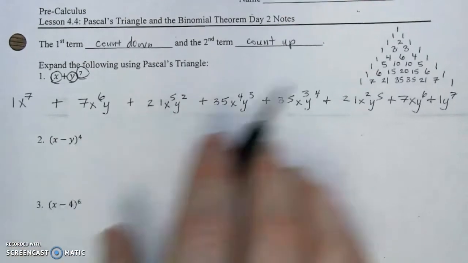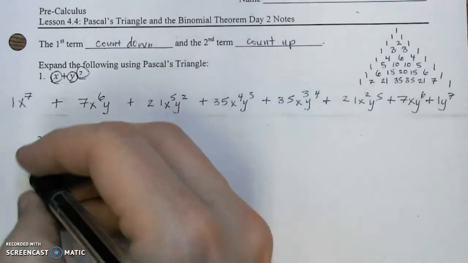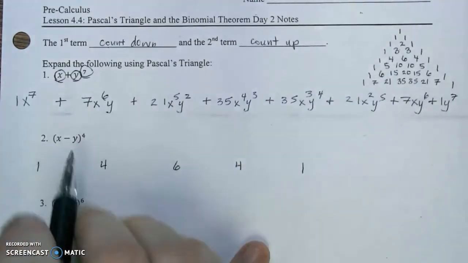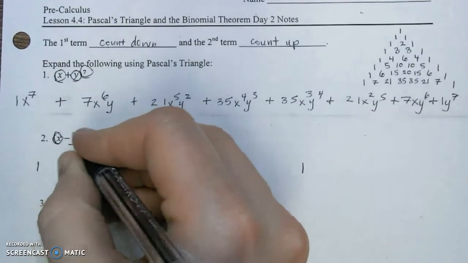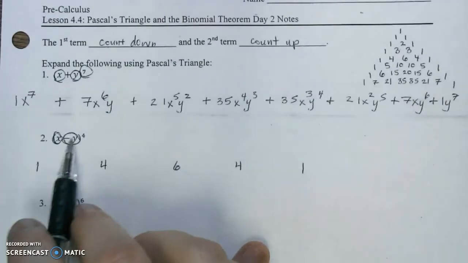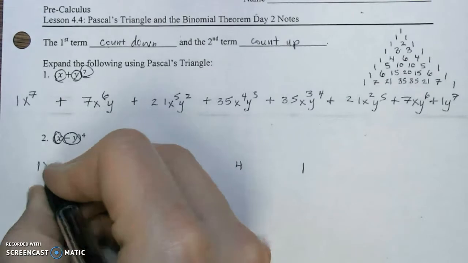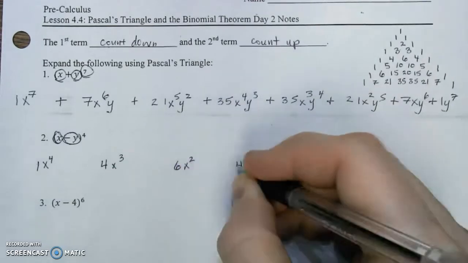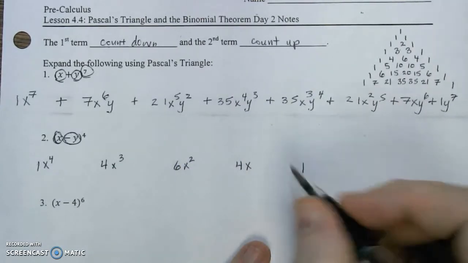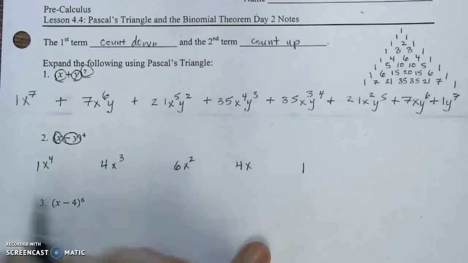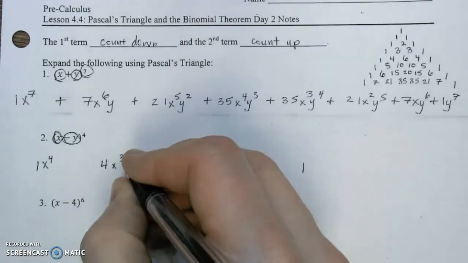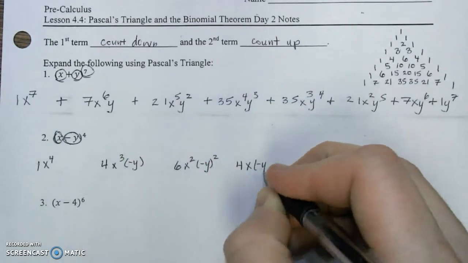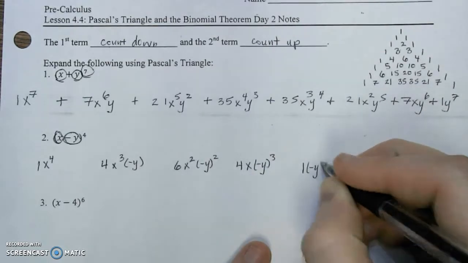But if not, the 4 tells me to go to row 4, so I'm going to write down my numbers. And then I've got x as my first term and negative y as my second term. So you've got to include the sign with the second term. So I'm going to have x to the 4th because that's the exponent, and then that is going to count down. So no x on the last one. And I've got negative y, that's going to count up. So negative y to the 0, not there. Negative y to the first, negative y squared, negative y cubed, and then negative y to the 4th.